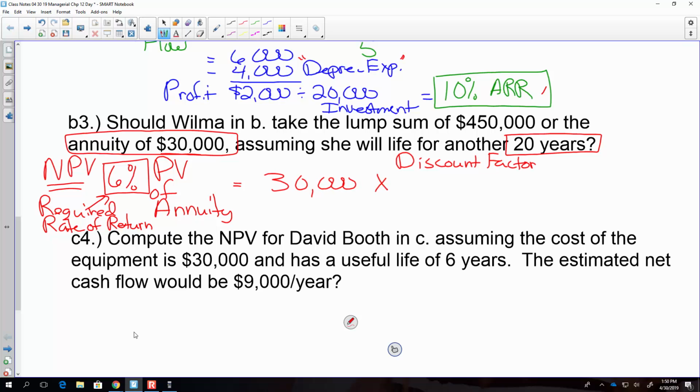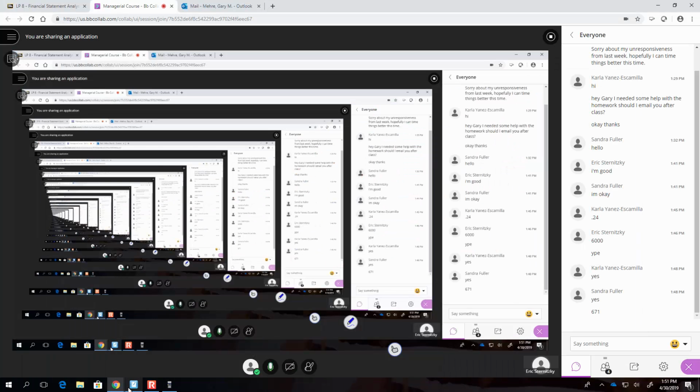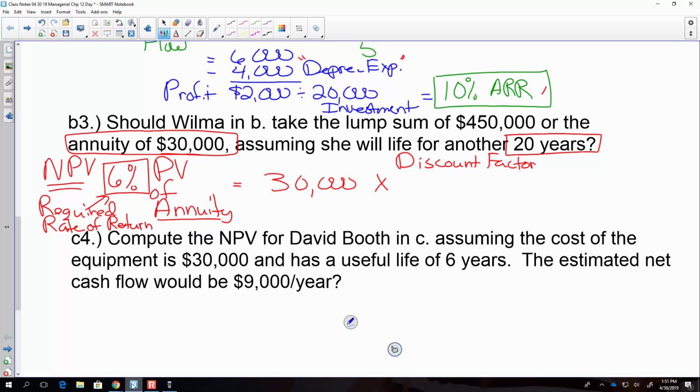In your book, which table do I use for the discount factor? The present value of $1, a single amount, or present value of an annuity? What page? I want the annuity one, right? So what page is that on? 671. Yeah, 671. Thank you, Sandy. So go to page 671. That's our annuity table.